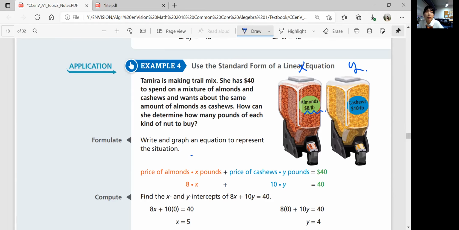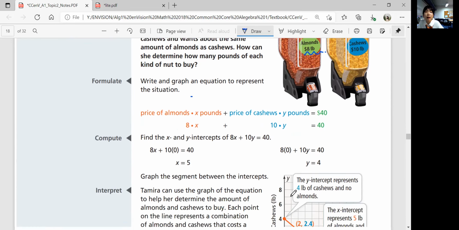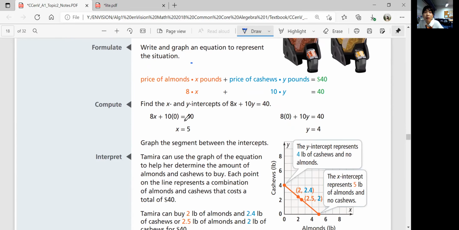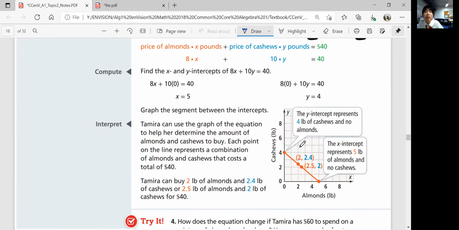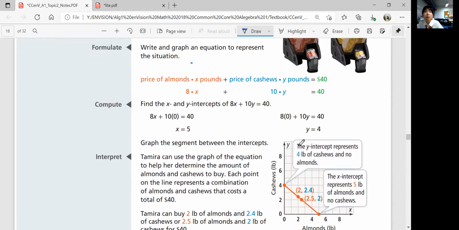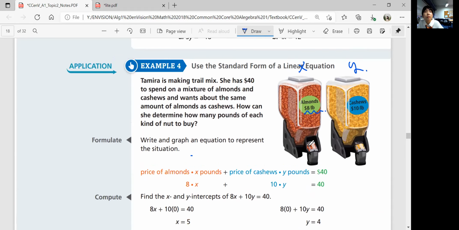So then let's compute and find the X and Y intercepts by plugging in zeros, and you get 5 for X, 4 for Y. So graph the line on the graph. You have 5 on the X axis and then 4 for the Y axis. Those are your X and Y intercepts. Draw the line. And you can figure out some points. We got (2, 2.4), (2.4, 2). So these are some possible points, right?